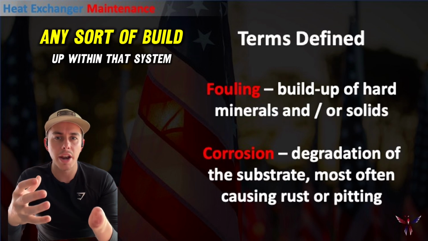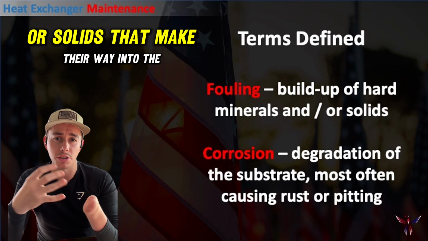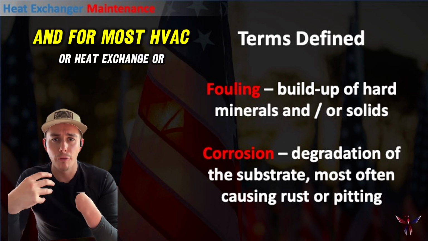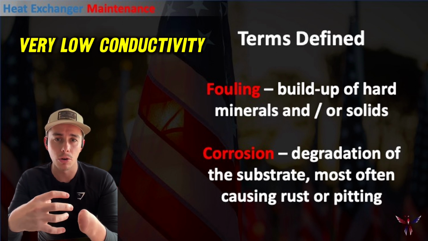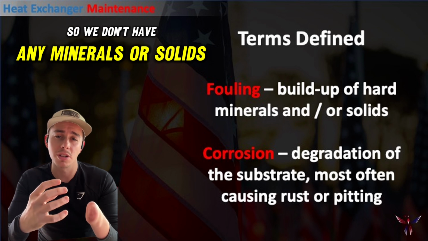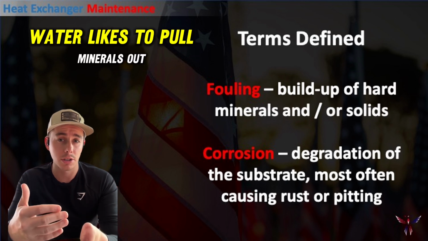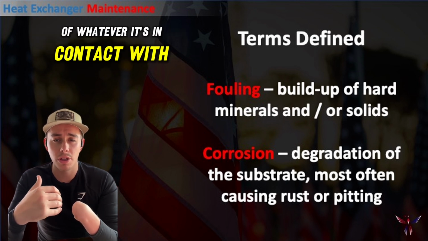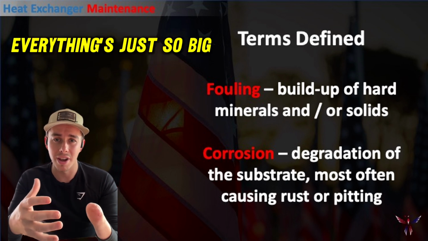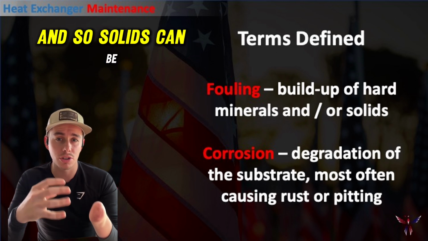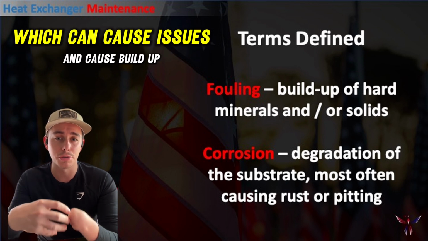So fouling is going to be any sort of buildup within that system, and most commonly this is going to be your hard minerals or solids that make their way into the system. And for most HVAC or heat exchanger units, the whole goal is to keep that water very low conductivity so we don't have any minerals or solids in it. Now that doesn't always work out because over time low conductivity water likes to pull minerals out of whatever it's in contact with, so naturally we're going to have some buildup there. And also with a lot of these facilities, everything's just so big, things do break here and there, and so solids can enter into the system, which can cause issues and cause buildup.